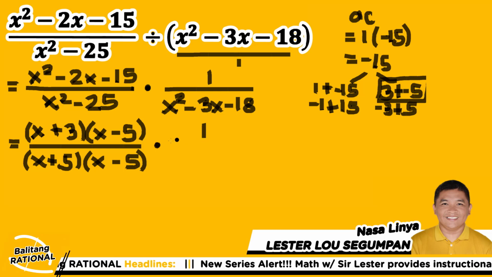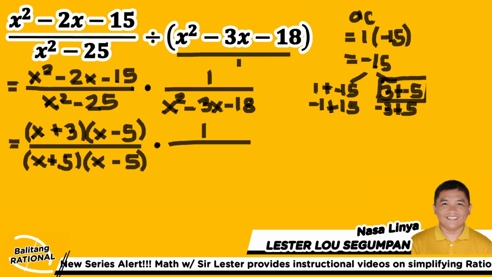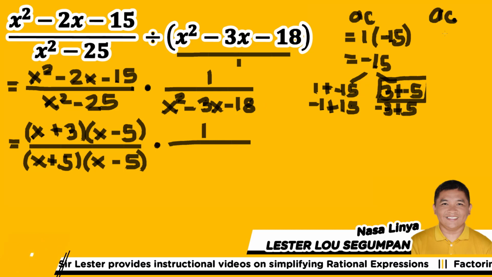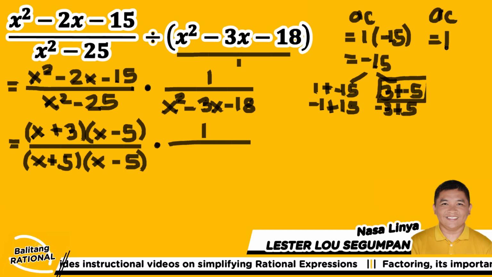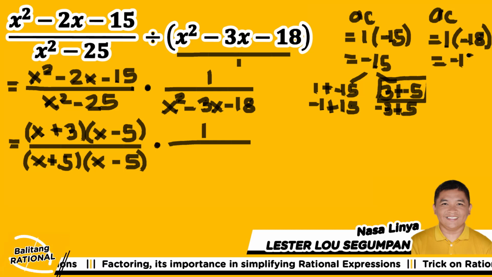Of course, the numerator is still 1, but the denominator is a quadratic trinomial. Hence, let's use the AC again to find its factors. AC, we have 1 times negative 18. So it results to negative 18.